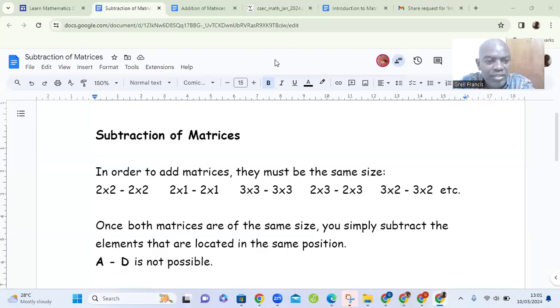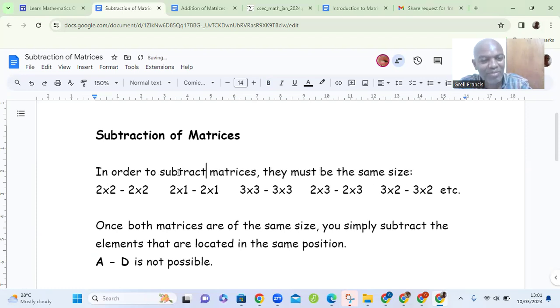So this presentation is with regards to the subtraction of matrices. And we dealt with the introduction and the addition of matrices in 2 previous videos. So now it says that in order to add, well, this is a typo. That's supposed to be subtract. So that must be a copy and paste from the addition, but it was not edited.